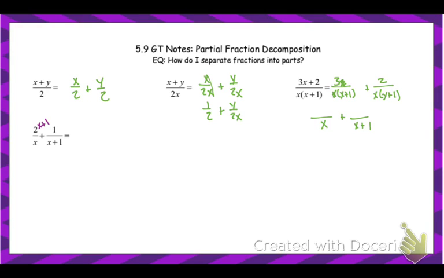I'll multiply the left by x plus 1 and the right by x. And that gives me that common denominator. So I would get 3x plus 2 over x times x plus 1. So that means that 3x plus 2 over x times x plus 1 is the same thing as 2 over x plus 1 over x plus 1.